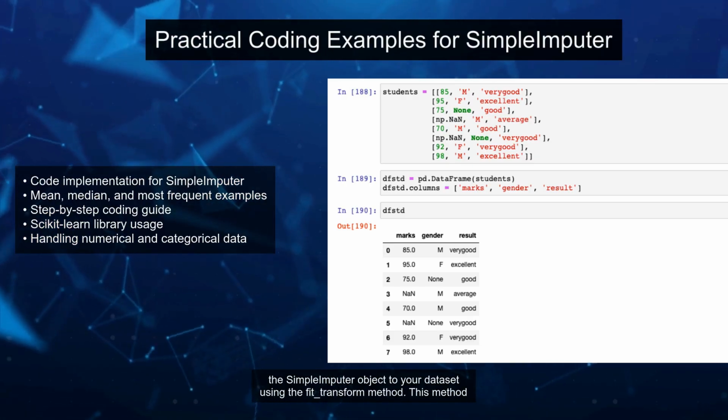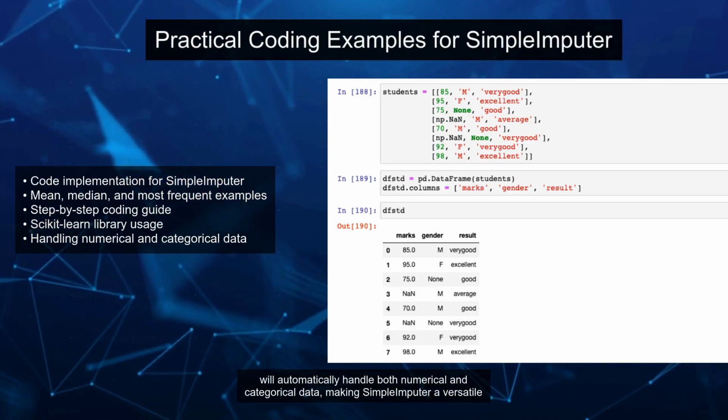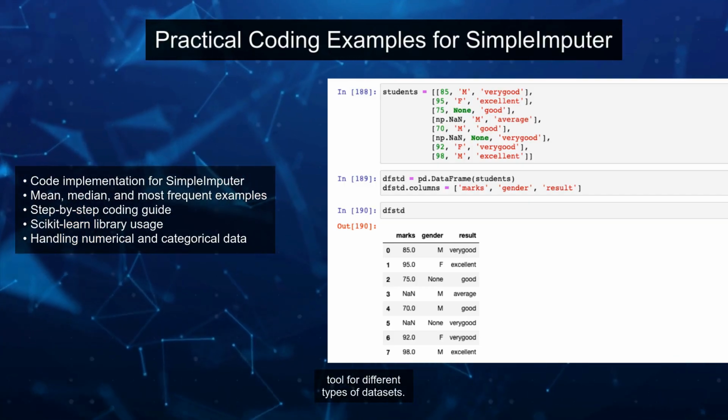Next, fit the SimpleImputer object to your dataset using the fit_transform method. This method will automatically handle both numerical and categorical data, making SimpleImputer a versatile tool for different types of datasets.